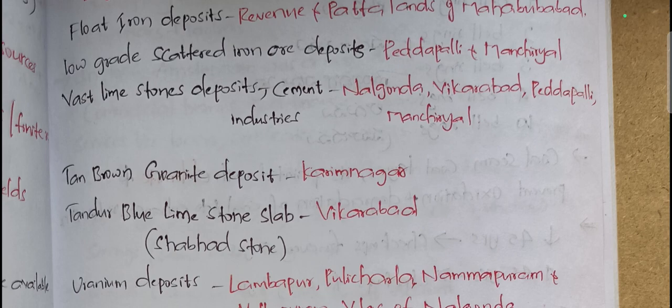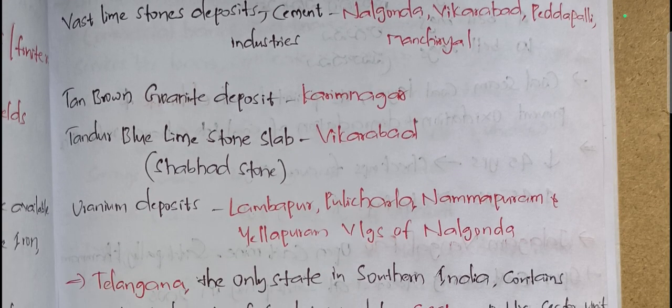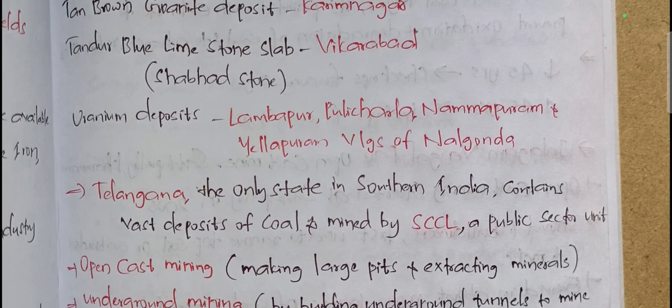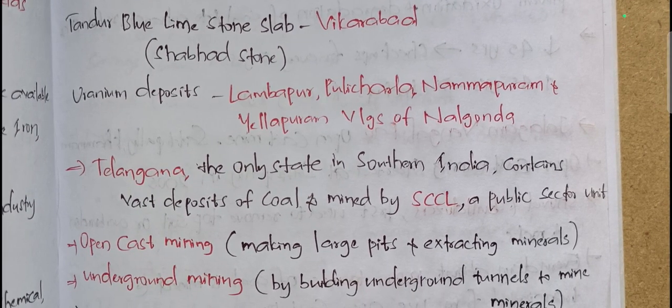Tan brown granite deposit is present in Karimnagar district, and Tandoor blue limestone slab, also known as Shahabad stone, is available in Vikarabad district. Uranium deposits are present in Lambapur, Pulicharla, Nammapuram and Yellapuram villages of Nalgonda district. Telangana is the only state in southern India which contains vast deposits of coal, mined by SCCL, Singareni Collieries Company Limited, a public sector unit.